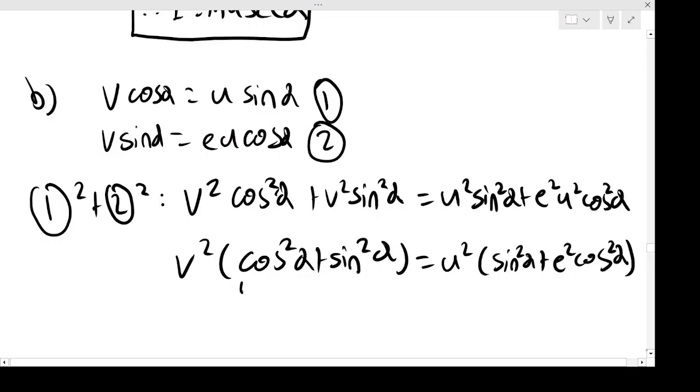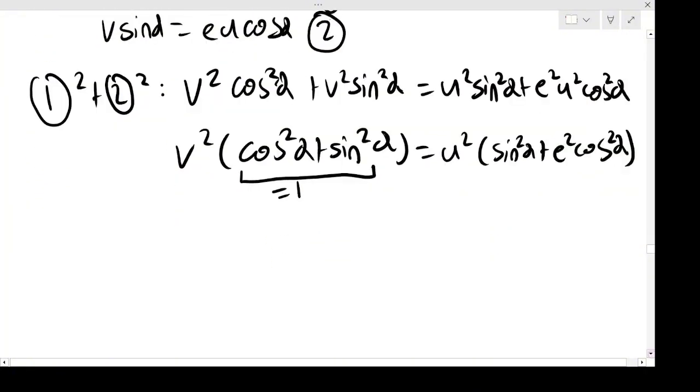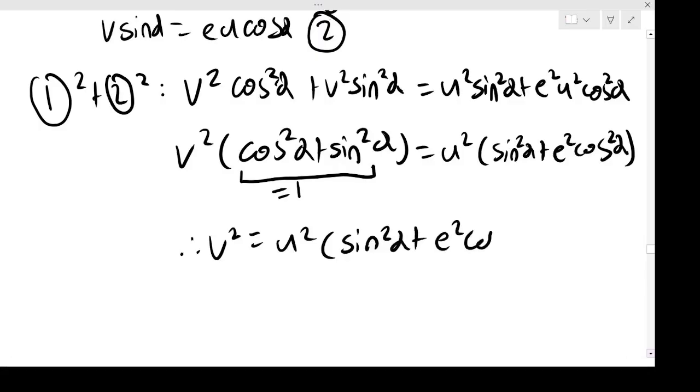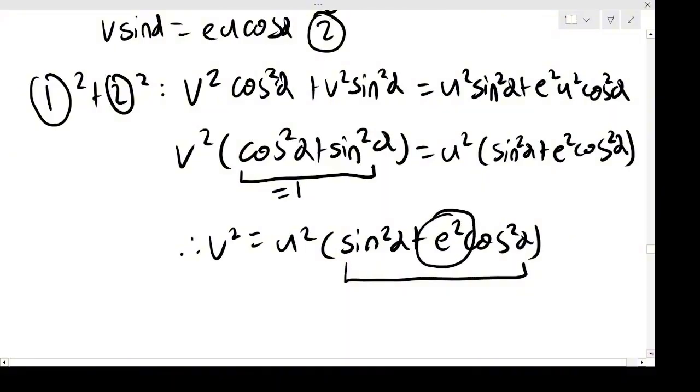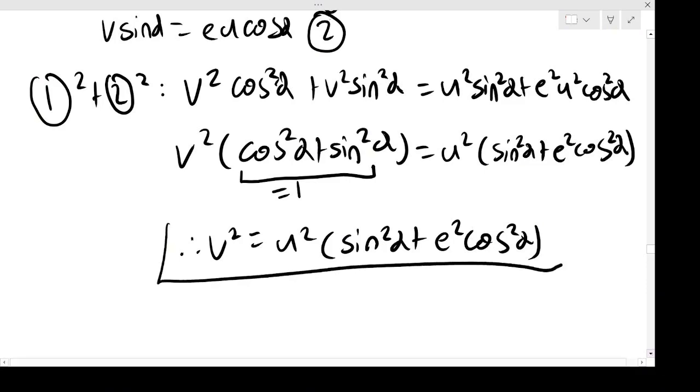And again, notice I can use my trig identity: sine squared and cos squared is 1. So I therefore get v squared to be u squared lots of sine squared alpha add e squared cos squared alpha. Now you can't use the identity here because remember there's an e squared. It's not sine squared and cos squared, it's sine squared and e squared cos squared. I cannot use any identities here. And that should be the equation they wanted us to show.